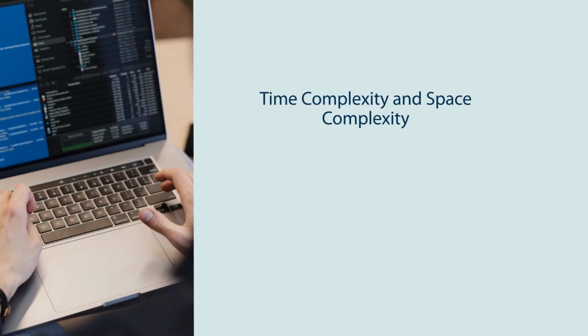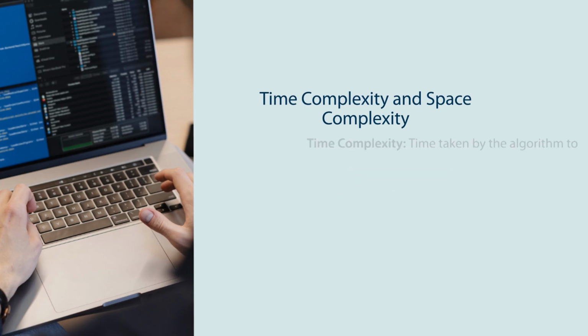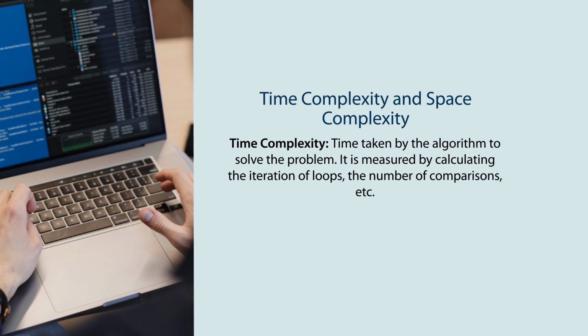So the main concern for any kind of algorithm is that we should think about the time complexity and space complexity. Writing an efficient algorithm helps to consume the minimum amount of time for processing the logic. Let us suppose algorithm A is based on 2 parameters, with an input size n. First is time complexity. Time complexity means the time taken by the algorithm to solve the problem. It is measured by calculating the iterations of loops, or arithmetic operations, or the number of comparisons.